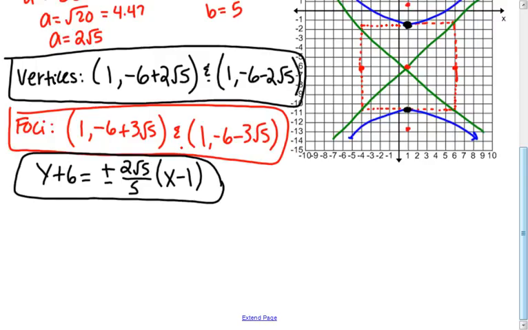So, there you go. Now, I got to tell you this. If I wanted you to calculate how long the transverse axis was, the transverse axis is this axis right here. It's always the axis that would connect your two vertices. From here to here is the square root of 20, and from here to here is the square root of 20. So total, that length would be 2 times root 20, or 2 times 2 root 5, which would be 4 root 5. And that might come up in your homework, just so you know.